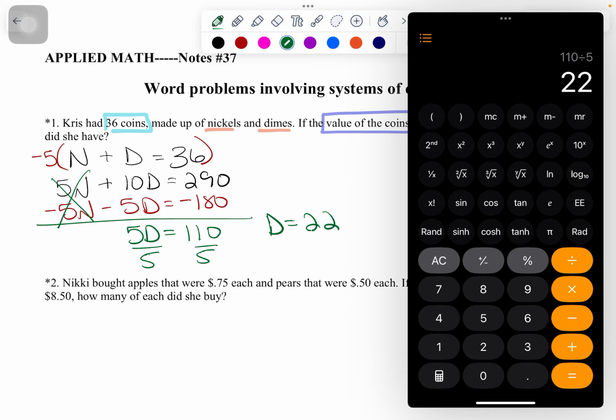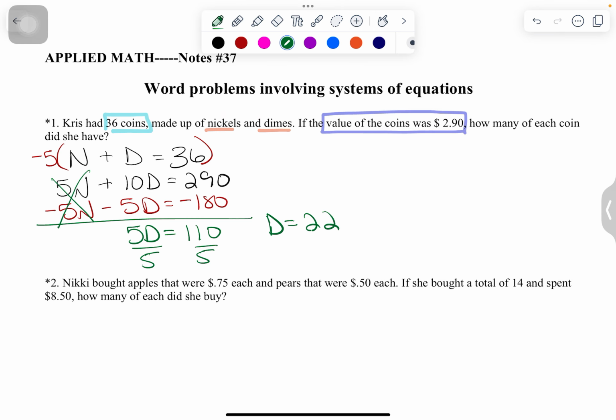All right, let me see if I can make this calculator disappear. Yeah, close enough. Okay.